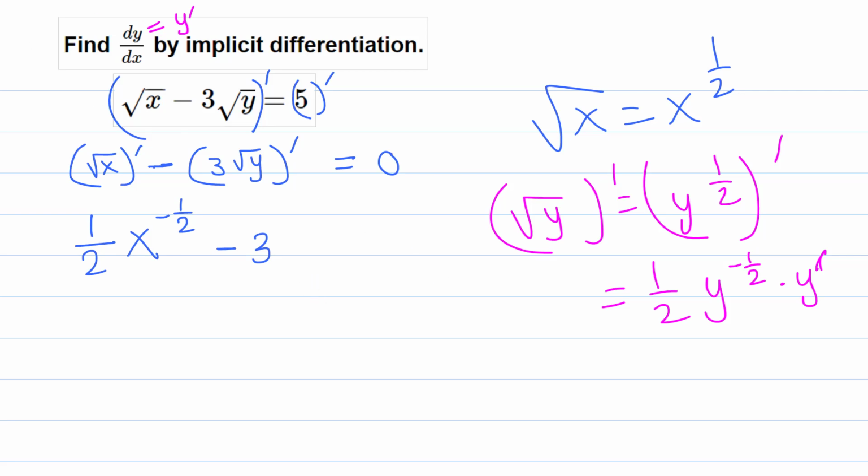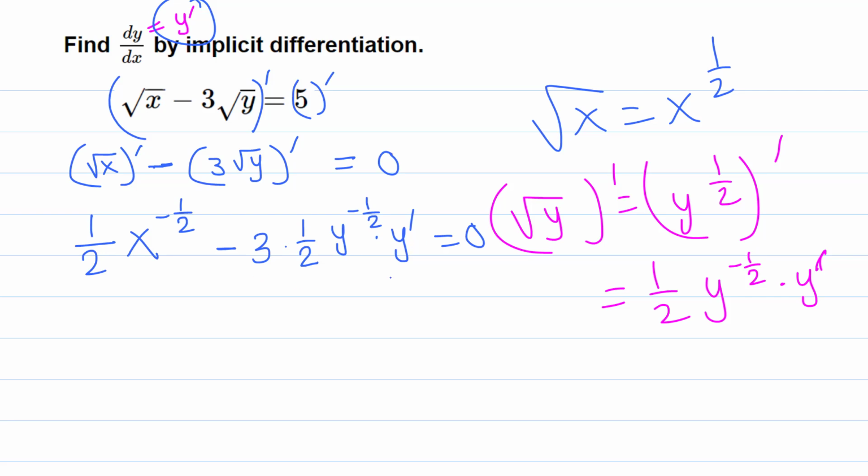But here, we need to multiply. So this is 1/2 y raised to negative 1/2 times y prime. We didn't write x prime because that was 1. So y prime, in fact y prime is what we are looking for, equals 0. The derivative part is done. All we have to do next is isolate y prime, which is dy over dx.